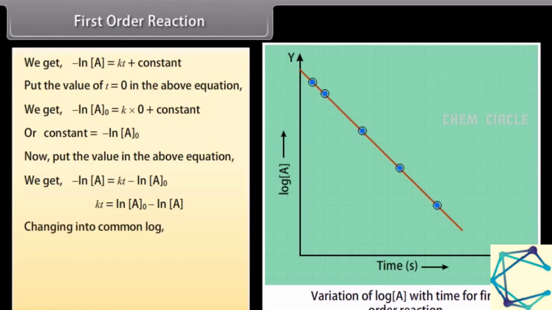Changing into common log, we get Kt is equal to 2.303 log A naught upon A. It can be written as K is equal to 2.303 upon t multiplied by log A naught upon A.